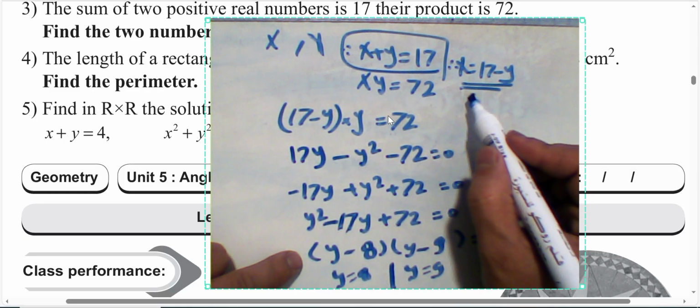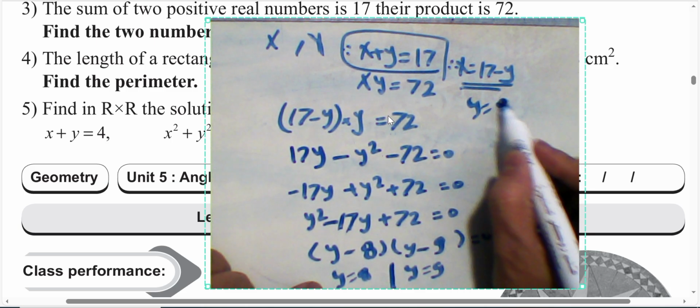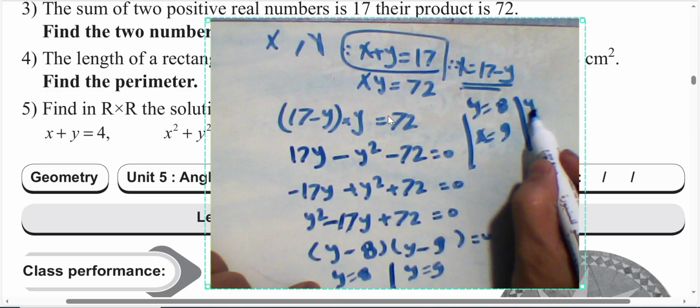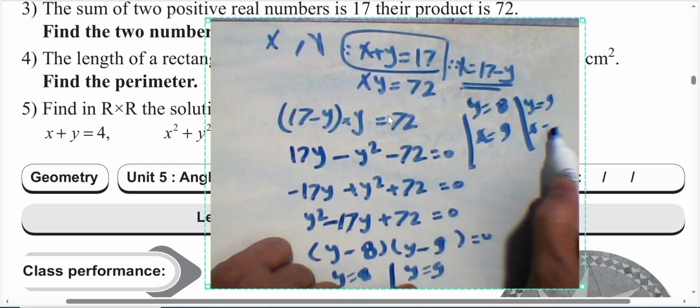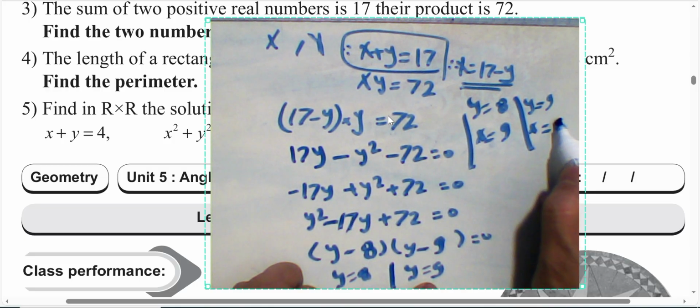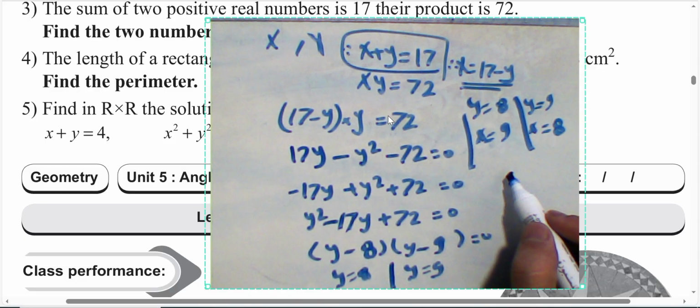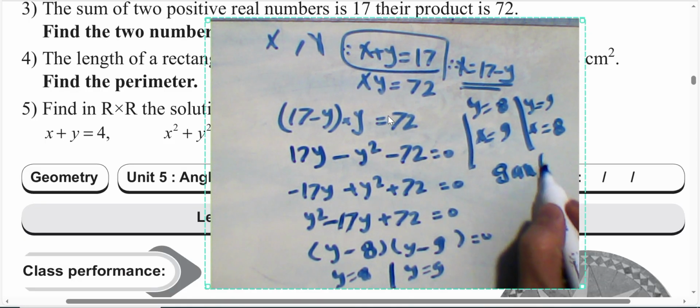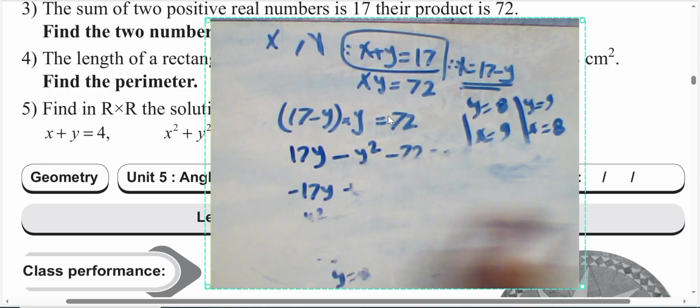Then x will be what? When y equal 8, we can find the value of x: 17 minus 8 is 9. And when y was equal 9, the value of x is 17 minus 9 equal 8. Then the two numbers will be 8 and 9, or 9 and 8.